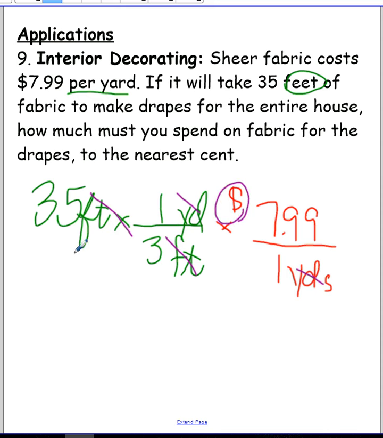So we can do 35 divided by 3, since 3 is on the bottom, times $7.99, or you can go ahead and multiply straight across and do the 35 times $7.99 and then divide by 3. Either way you work that through, you should get 93.216 repeating in the calculator, which rounds to $93.22. Not bad price for the entire house for curtains.